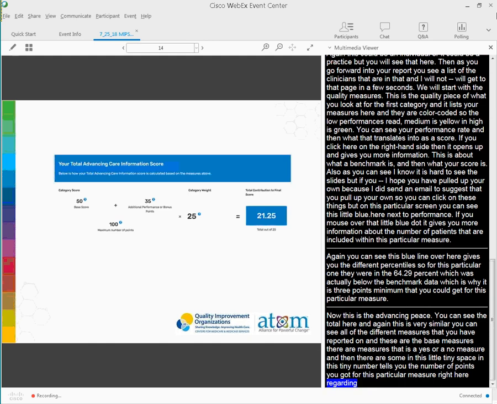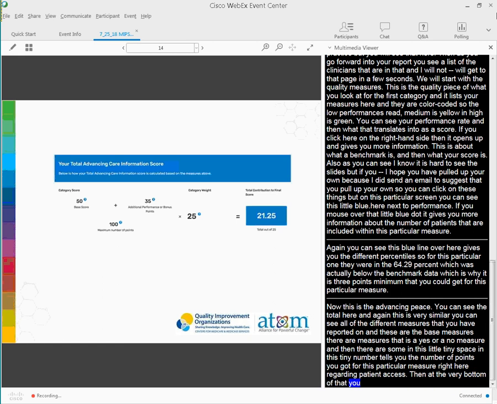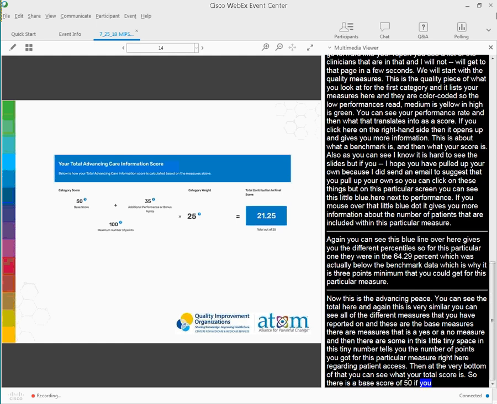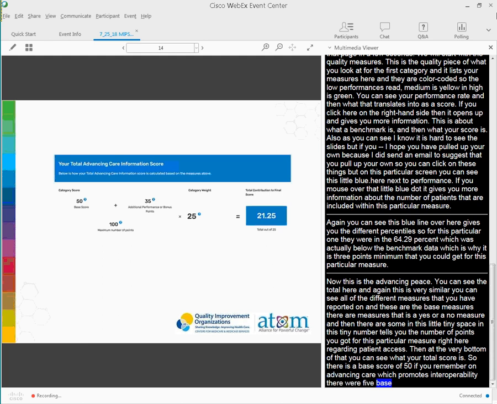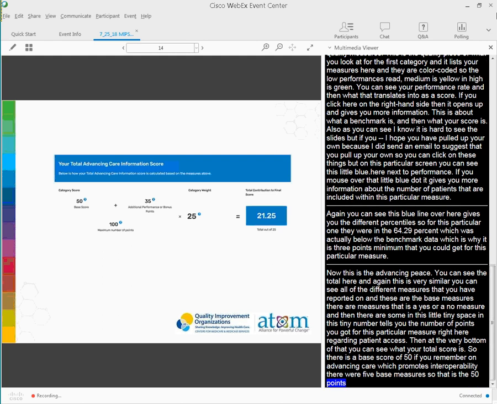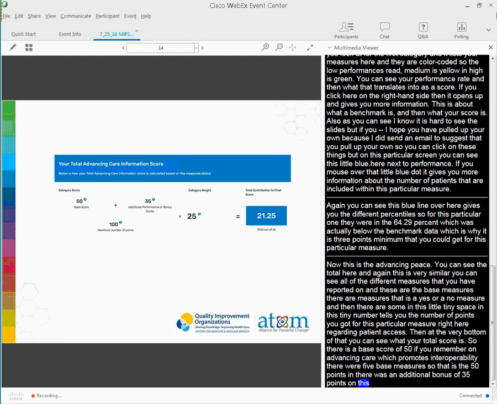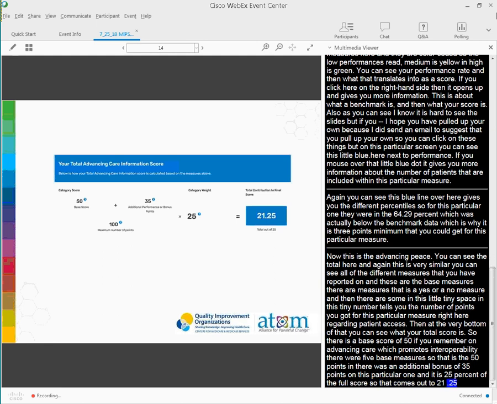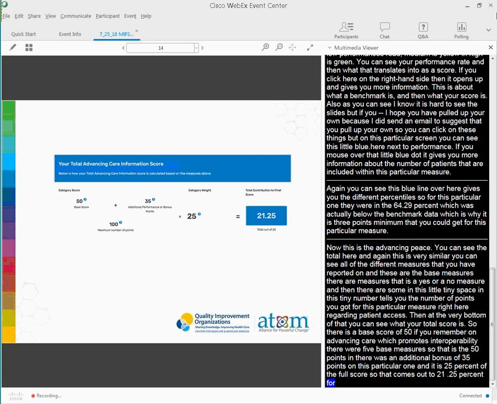And then at the very bottom of that, you can see what your total score is. So there's a base score of 50. If you remember, on the advancing care, which now is promoting interoperability, there were 5 base measures. So that's the 50 points. And there was an additional bonus of 35 points on this particular one. And it's 25% of the full score, so that comes out to 25% for this advancing care category here.